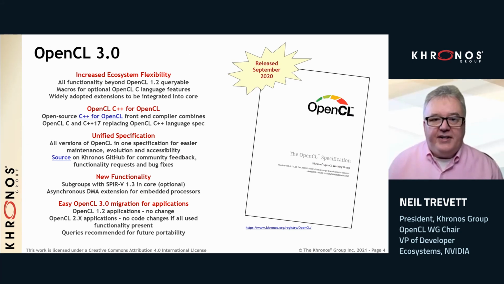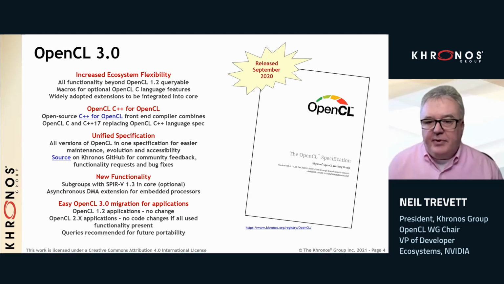So let's talk in more detail about OpenCL 3.0 that was finalized and released in September 2020. OpenCL 3.0 enables hardware vendors to focus their resources on driver functionality that their customers need by making all functionality beyond OpenCL 1.2 optional through API queries and language macros. OpenCL 3.0 also removed the OpenCL C++ language from the specification and recommends use of the C++ for OpenCL open source front-end compiler that generates SPIR-V code.